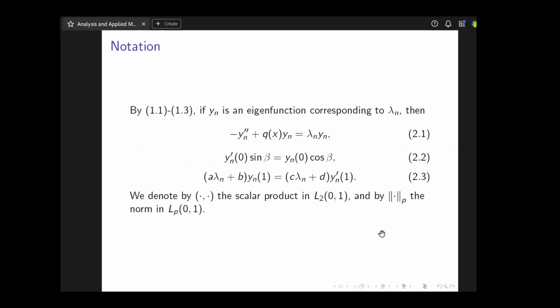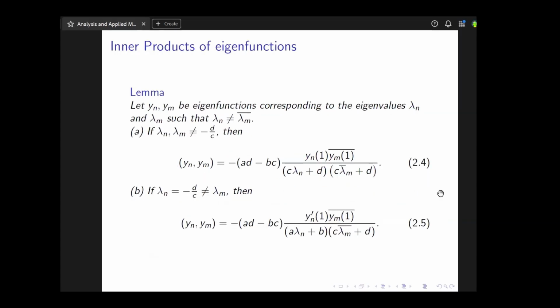Let us introduce some notation. We say y_n is an eigenfunction if it satisfies the equation for lambda equals lambda_n. As usual, we denote the scalar product by this symbol and the norm by this symbol. Before presenting our results, we need to find the inner product of eigenfunctions.